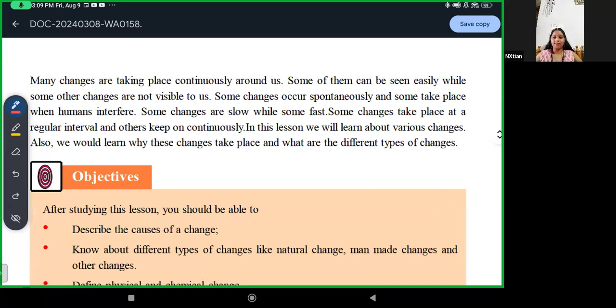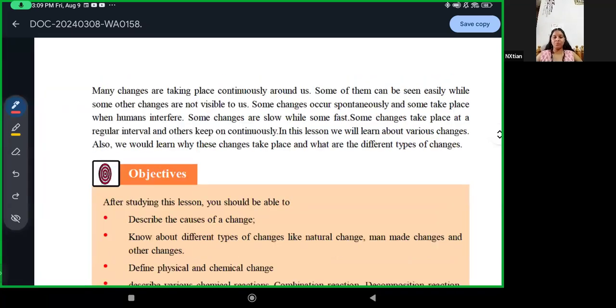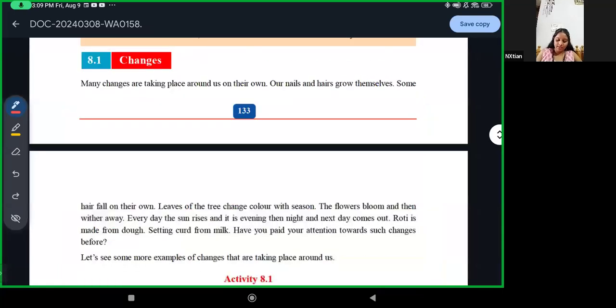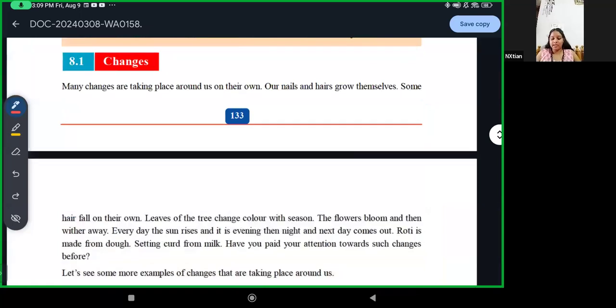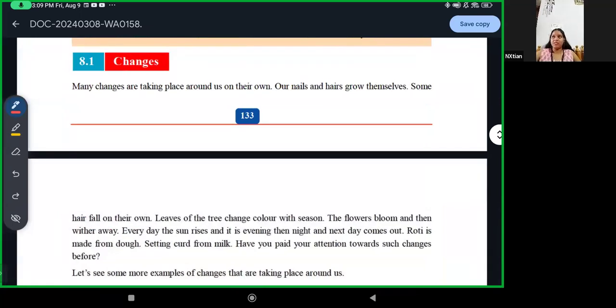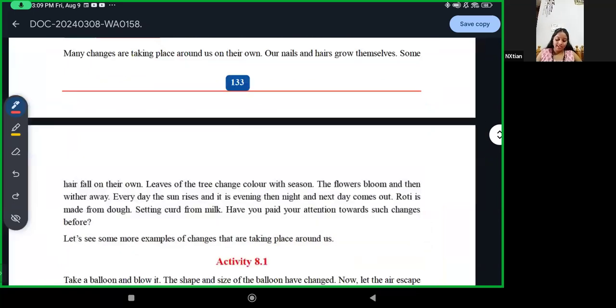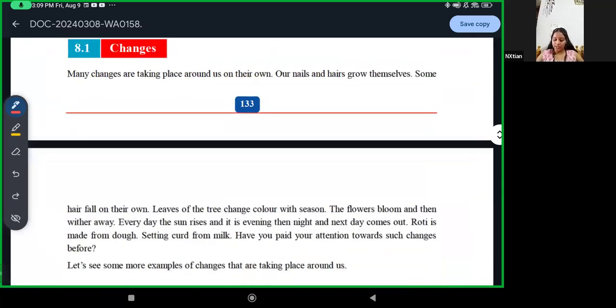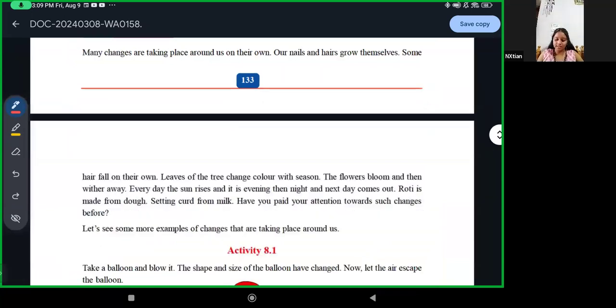So changes take place all around us. Some we easily notice, some we do not. Some changes take place in us also, like our nails and hair grow on their own. Some hair falls on its own. Leaves of the tree change color with the season. Flowers bloom and then wither away. The sun rises, the sun sets. So there are a lot of changes taking place.